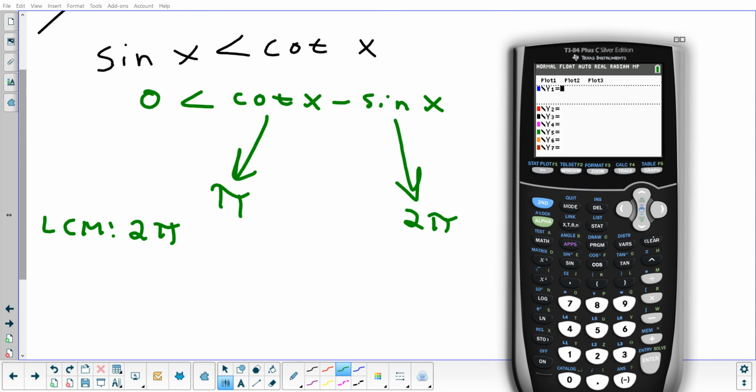How do we type cotangent in? Because we don't have a button for cotangent. Ashley? 1 over tangent. Yep, we're going to do 1 over tangent. That's a reciprocal identity, and that's more what we're going to talk about tomorrow. We're going to talk about identities. So 1 over tangent means cotangent minus sine. And we're looking for where this is greater than 0. Where is my trig graph above 0?